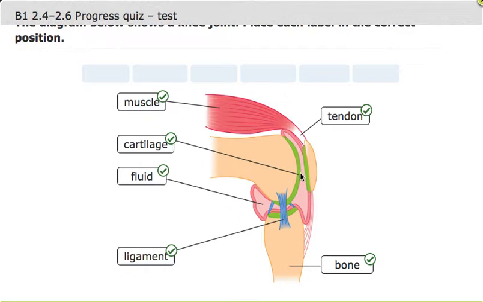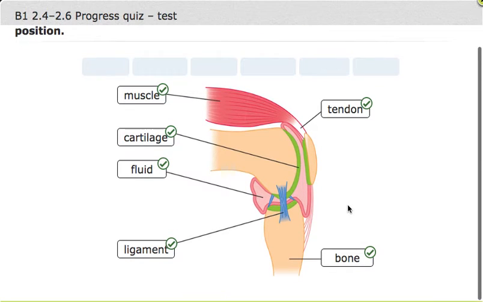Okay, and then we've got the 2 bits which are used to kind of protect our bones. One, this green bit here, because it's right next to the bone, that is the cartilage. It's the stuff which is smooth and stops our bones rubbing together. But there's also fluid in there, and the fluid is there to be a kind of shock absorber.